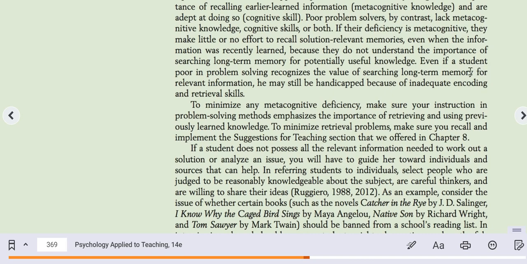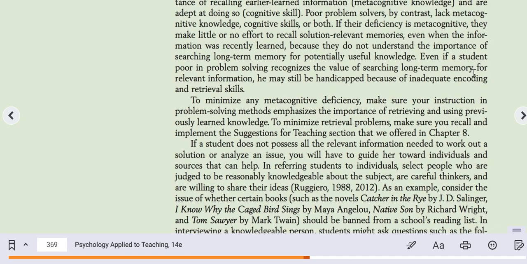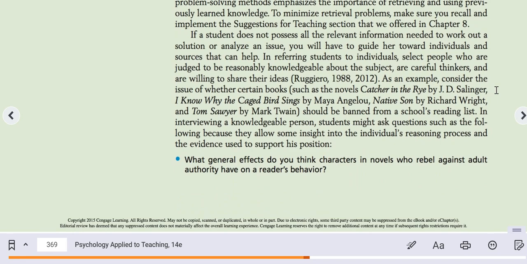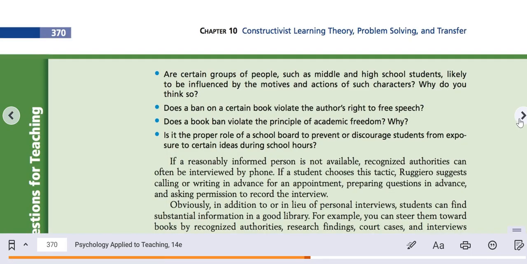As an example, consider the issue of whether certain books should be banned from a school's reading list. In interviewing a knowledgeable person, students might ask questions such as the following because they allow some insight into the individual's reading process and the evidence used to support his position. What general effects do you think characters in novels who rebel against adult authority have on readers' behavior? Are certain groups of people, such as middle and high school students, likely to be influenced by the motives and actions of such characters? Why do you think so?